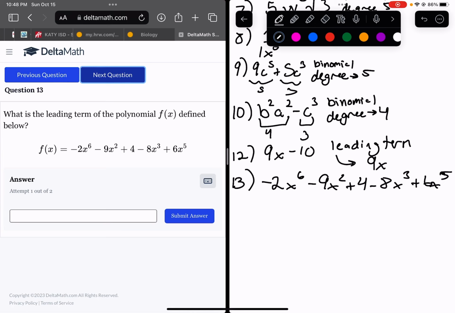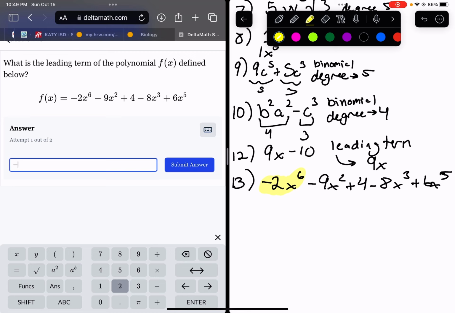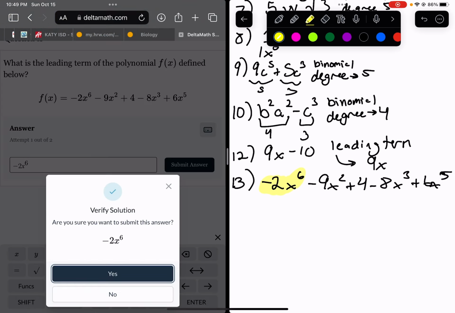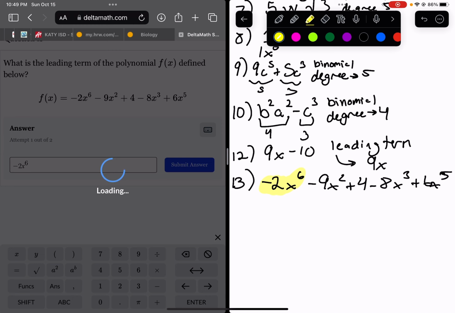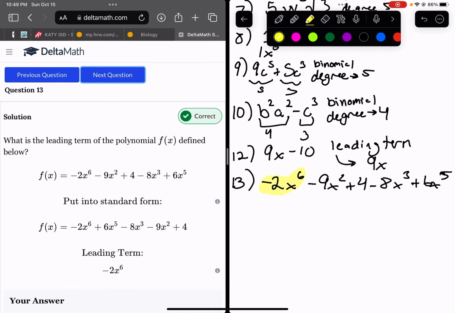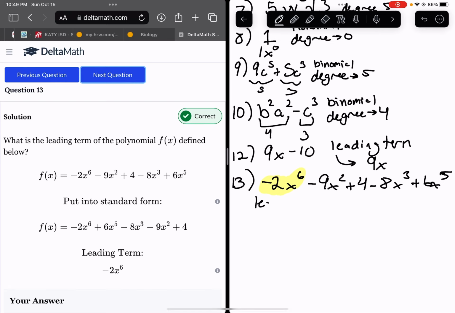So just be aware that you have to make sure that you search for the highest exponent to find the leading term. So here, my leading term would be this whole thing here. So it's going to be a negative 2x to the power of 6. And don't forget, if there's a negative in front of it, you have to include it. I guess we should probably write that this guy is, in fact, our leading term.